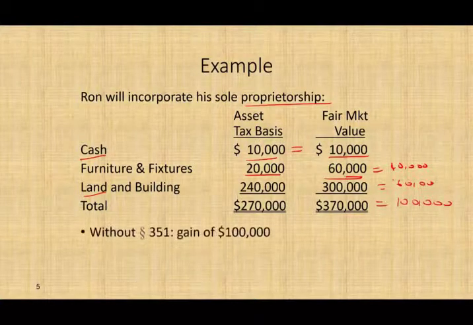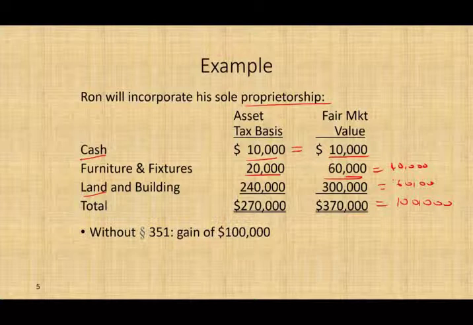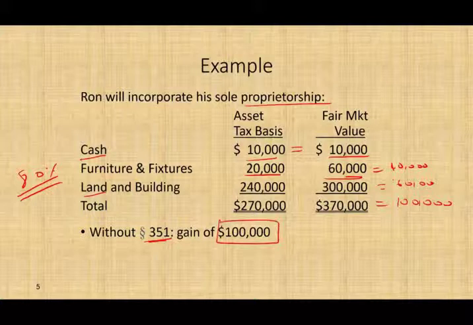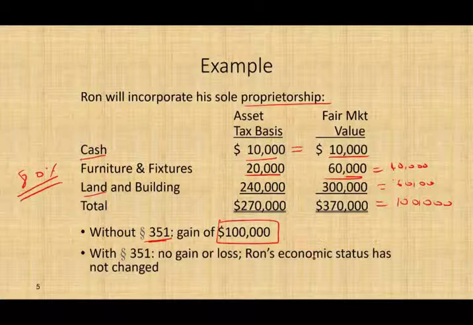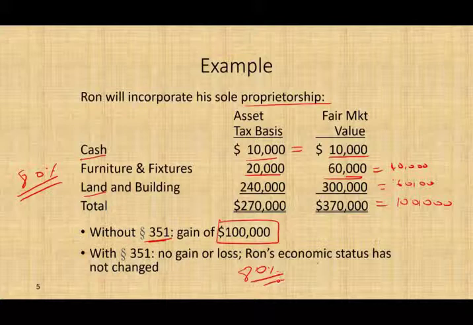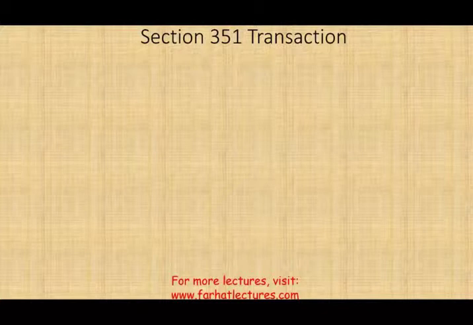Guess what? Without section 351, let's assume Ron does not qualify under section 351. So Ron transferred this, but Ron did not have 80% control, therefore does not qualify for section 351. Ron will have to pay taxes on the $100,000 of gain. Well, with section 351, no gain or loss. Ron's economic status has not changed. So if Ron transferred that property and Ron is in control of the corporation, whether it's a gain or a loss, it's not recognized.